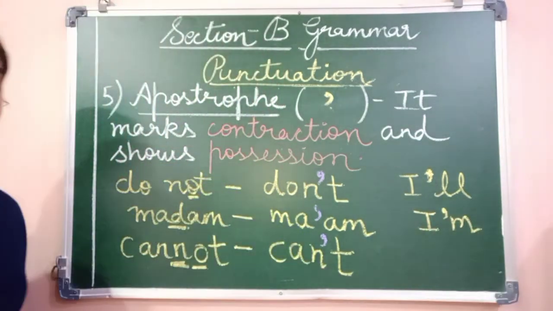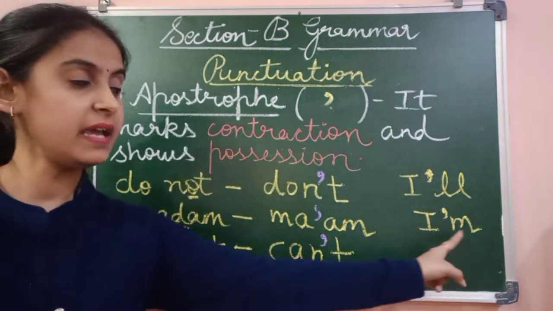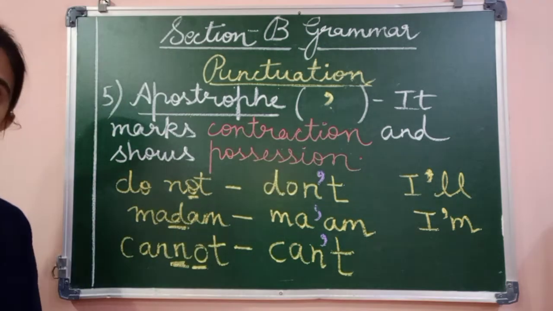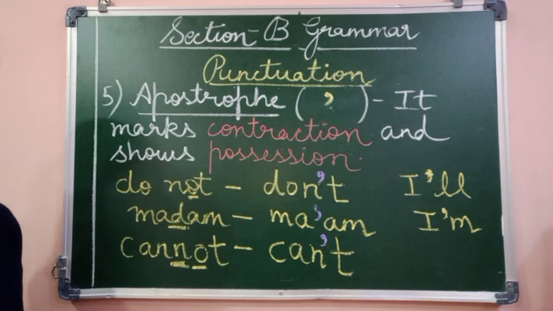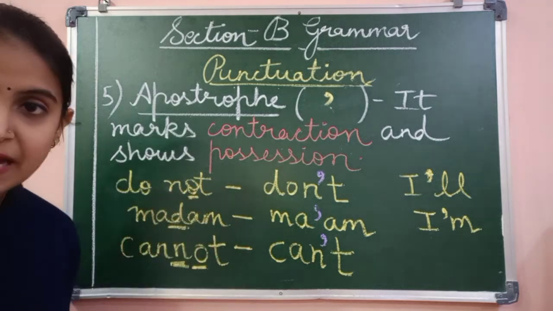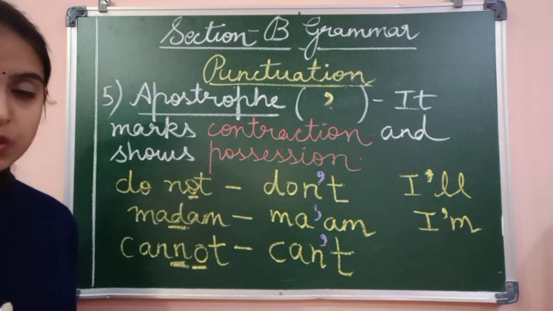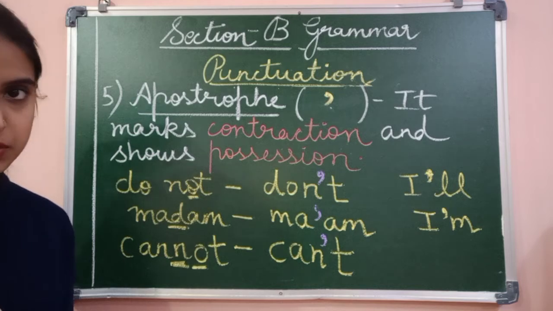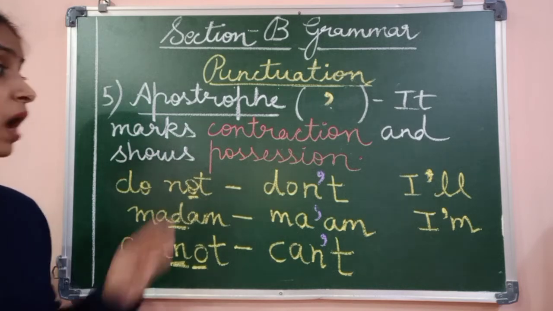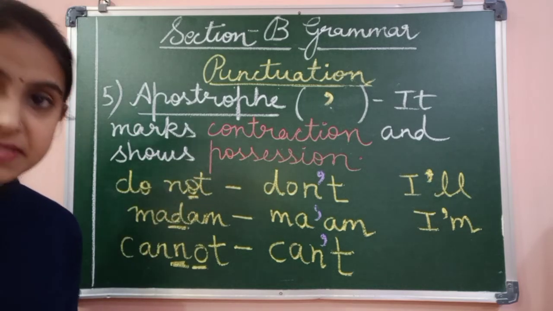The contracted form of I am will be I'm. I hope it is clear how the apostrophe marks contraction. The meaning of contraction is clear, and how the apostrophe is used is also very clear to you. Now, how the apostrophe shows possession.